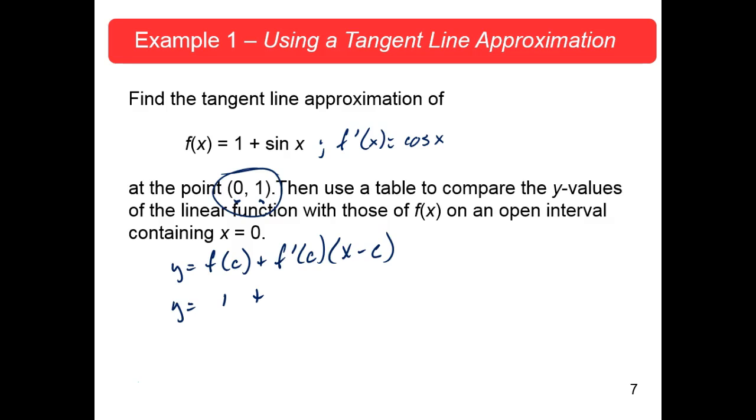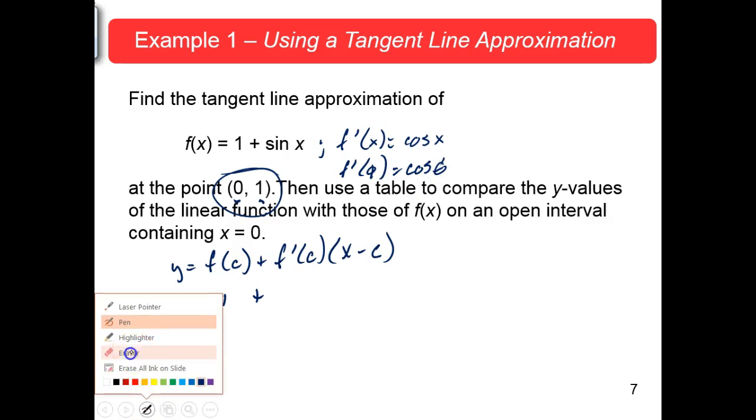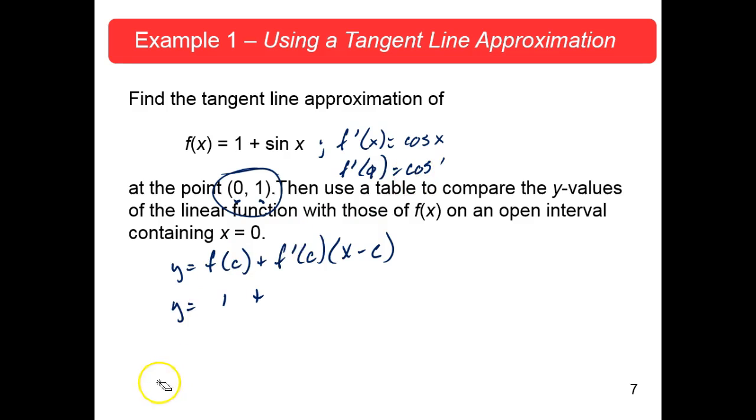c will be 0. This is the point, c, f of c. Okay? c was 0, f of c was 1. So, what is f prime of c? Cosine of 0. That's not a theta, that's a 0. That's how you say it's the cosine of 0.